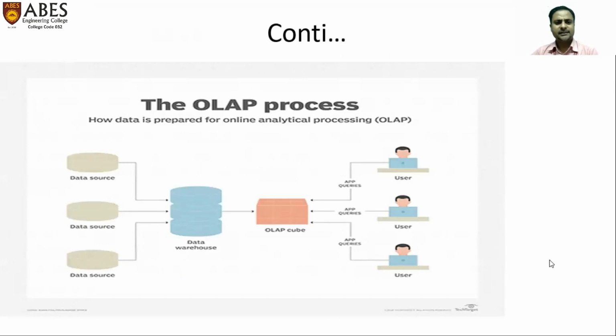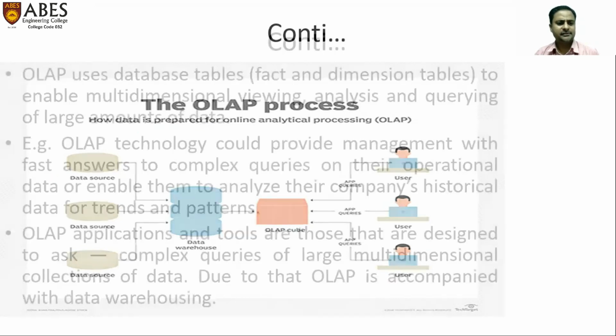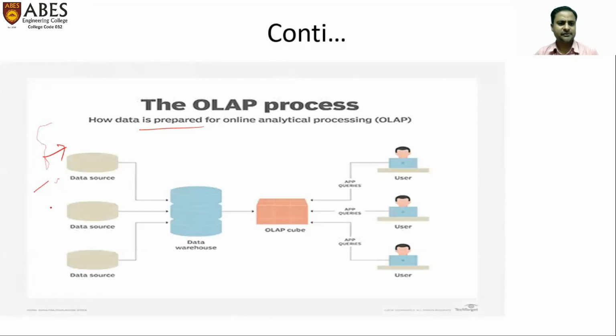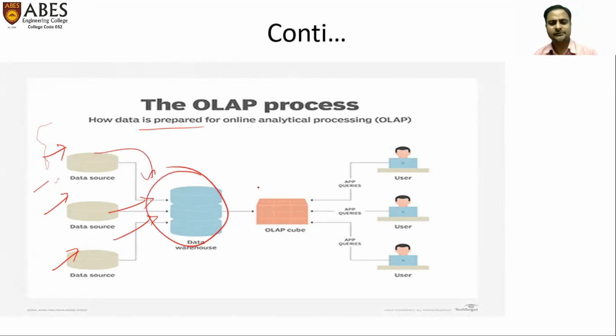Now, as per the diagram, you can easily see how data is prepared through OLAP. Firstly, data is stored in different data sources. Data is coming from the data sources. There may be different types of sources, and the data may be of multimedia kind. It may be text data, audio data, video data, or image data. From all the sources, the data is stored in the data warehouse.